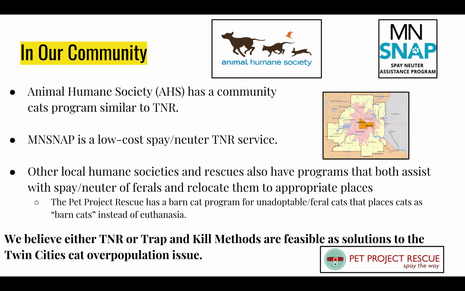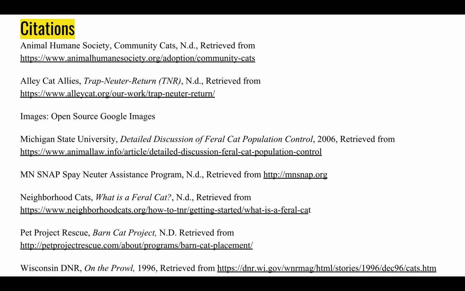As a group, we believe that TNR or trap and kill methods are both feasible as solutions to the Twin Cities feral cat overpopulation issue. Here are our sources, and thank you for listening.